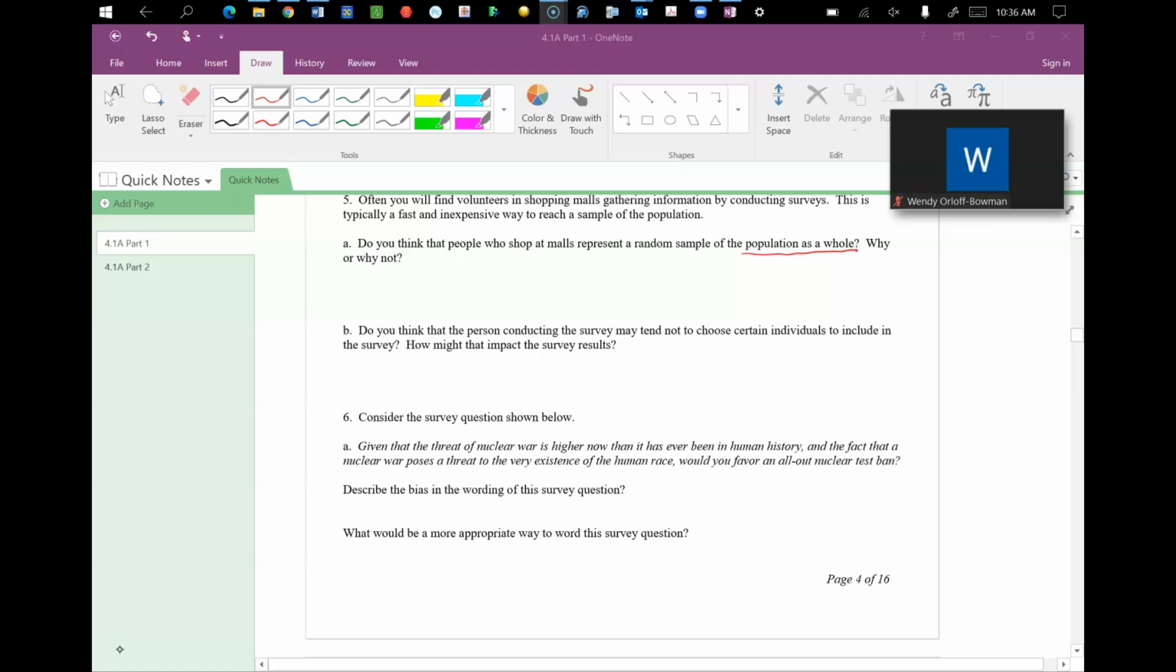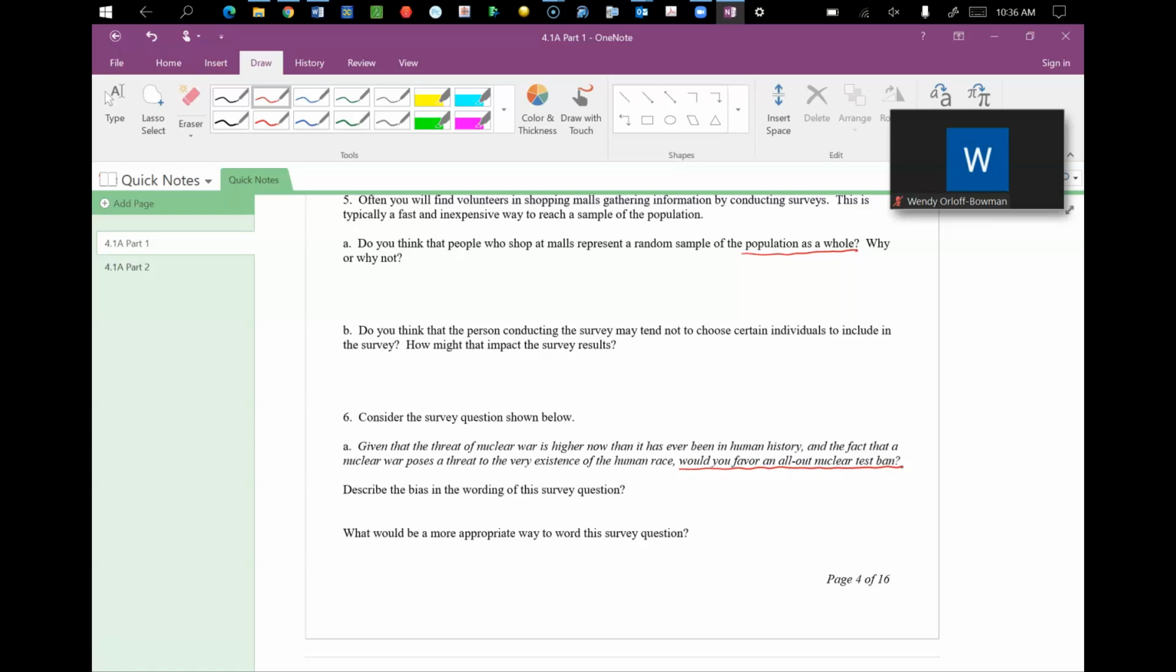So if people respond in a way that doesn't truly represent their feelings, it's considered a response bias. And a poorly worded question is an example that can lead to response bias. What we really want to know in this question is, would you favor an all-out nuclear test ban? But everything in that question that precedes it biases the person responding to answer yes.